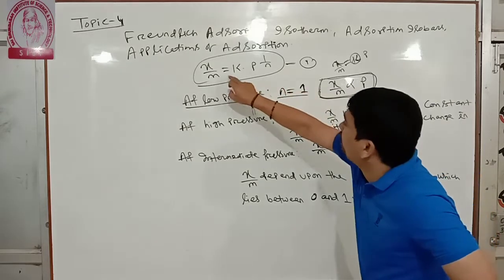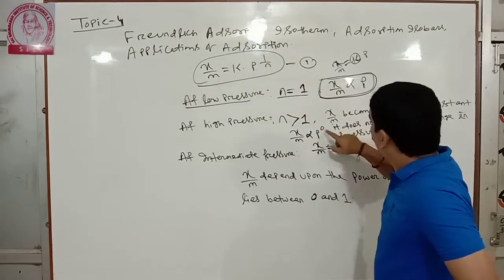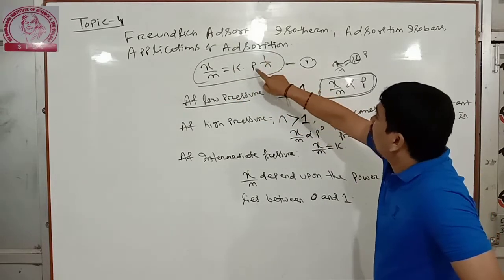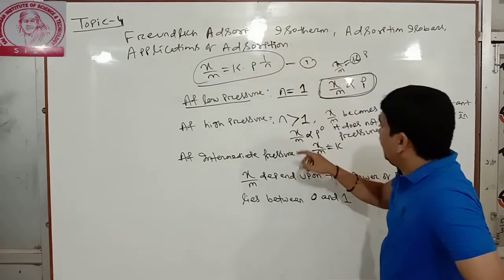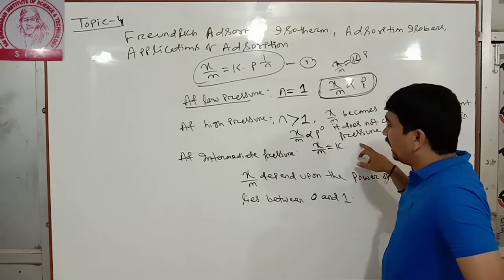We know that x by m equal to k p to the power 1 by n. So p to the power 0 means p is constant. So x by m equal to k.